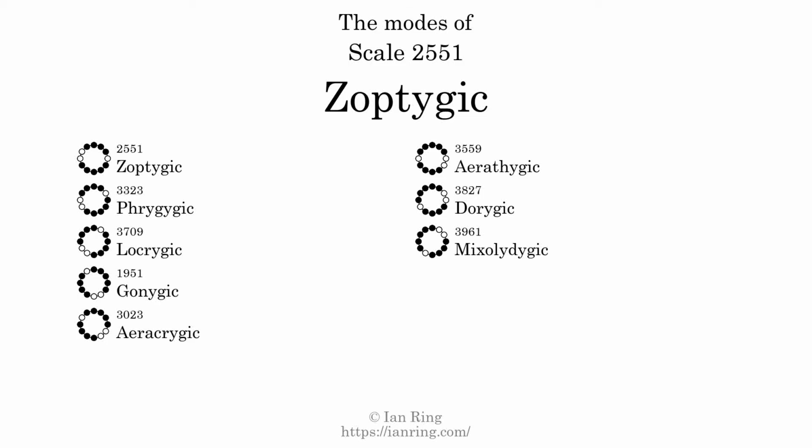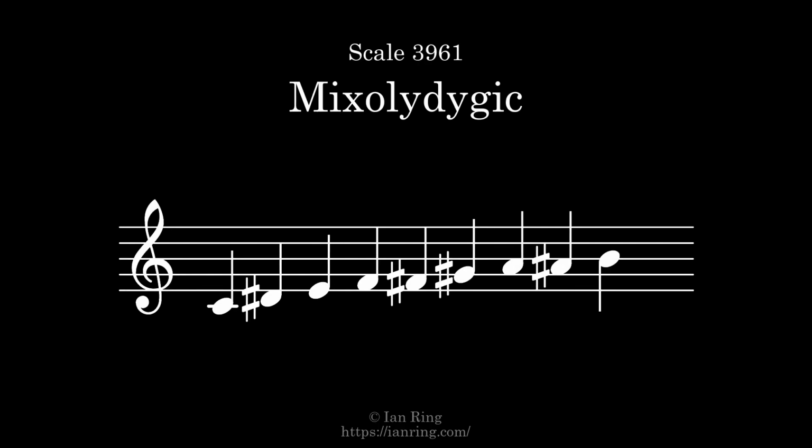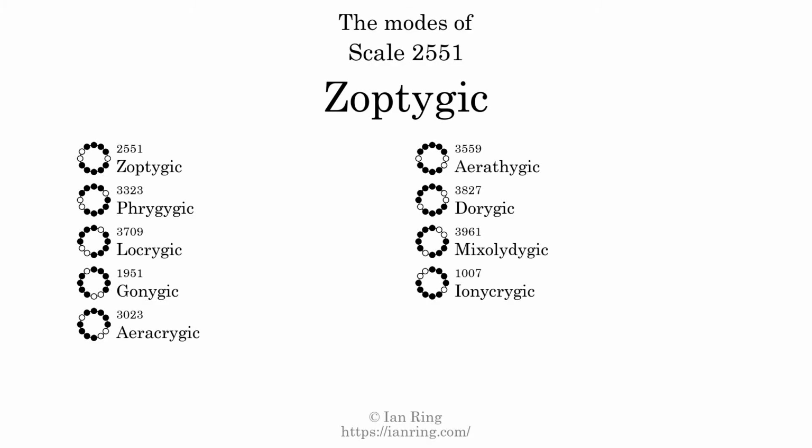The eighth mode is scale 3961, also known as mixolydigic. It sounds like this. The ninth and last mode is scale 1007, also known as ionocrigic. It sounds like this.